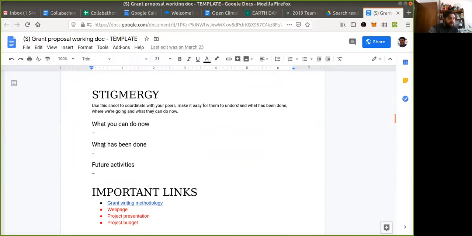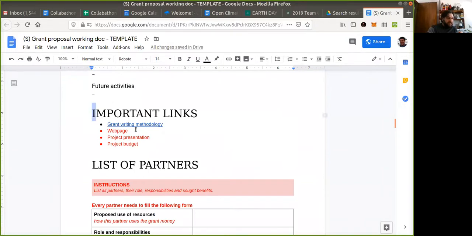What you can do now, what has been done, and future activities. Okay, so past, future, and present. What we can do now. So based on that, people can elect to do something. You can post tasks. So this is just a template made in a Google Doc. Very simple tool. Everybody can use it. We don't want to create a technological barrier such as editing a wiki page, which for some people is too much, right? So we implemented this methodology also on a Google Doc.